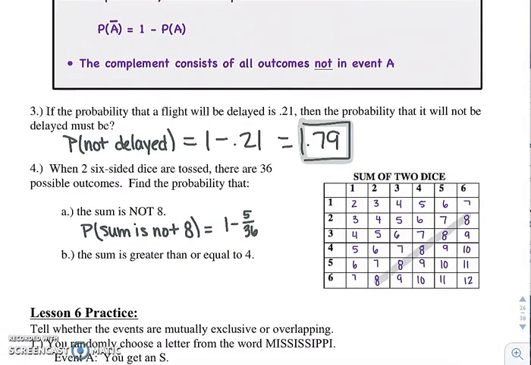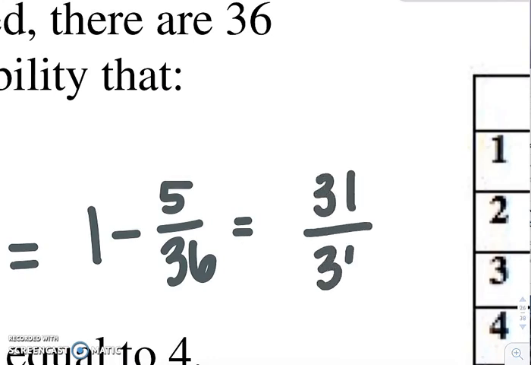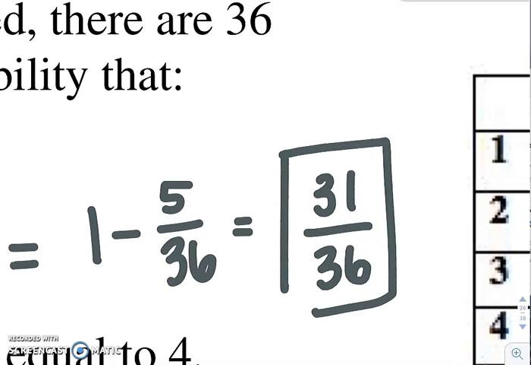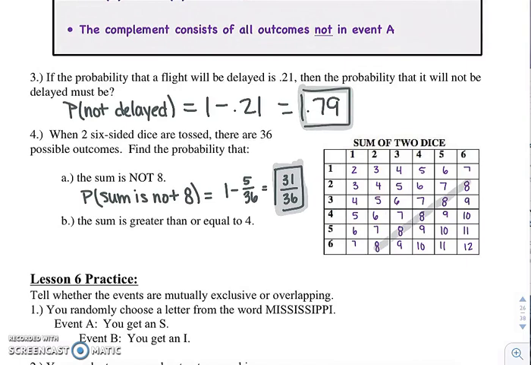Because there's 36 total, 1 would be 36 out of 36. So 36 minus 5 would be the probability that the sum is not 8. Now, could you sit there and count them? Yes, you could count all the other possibilities, but that's a different way of doing it.